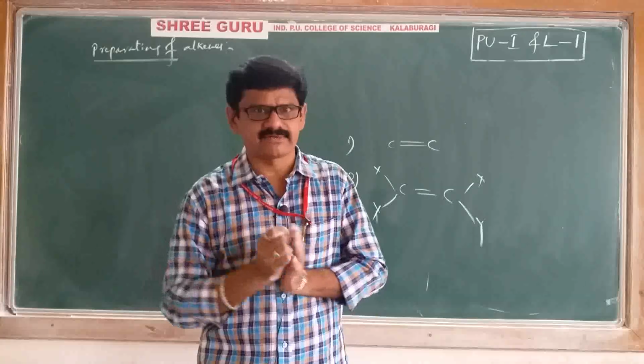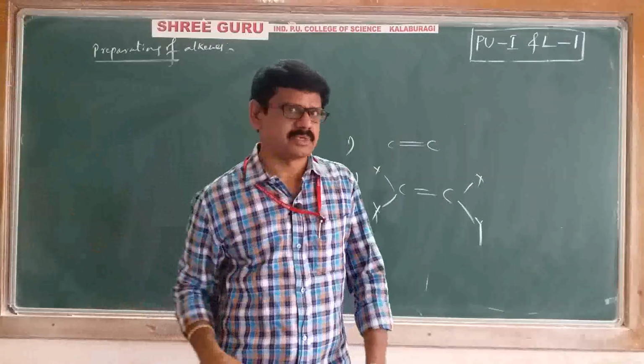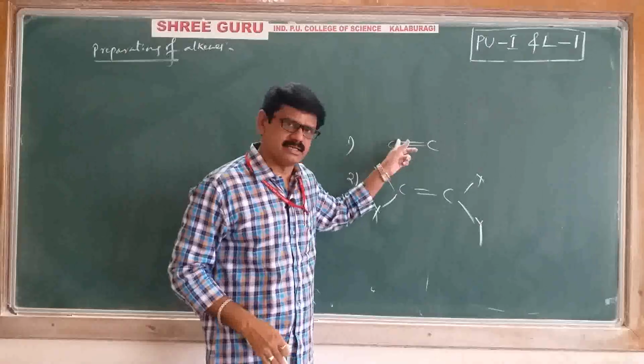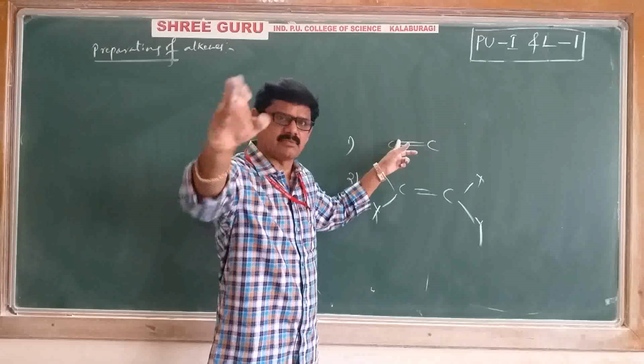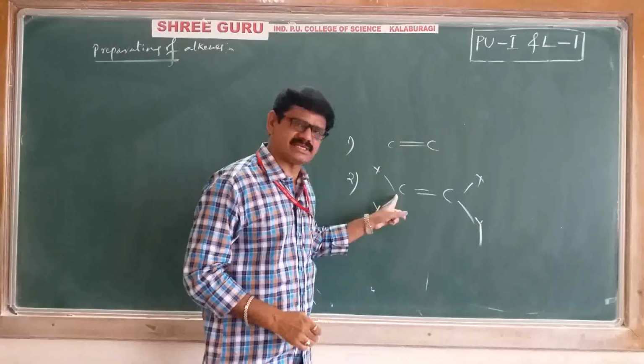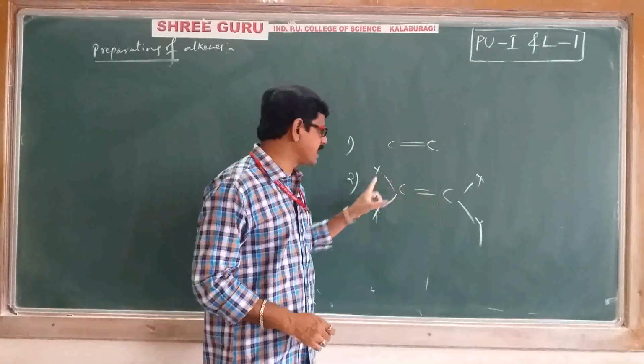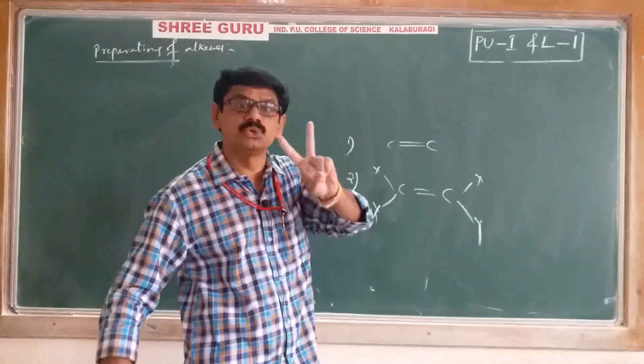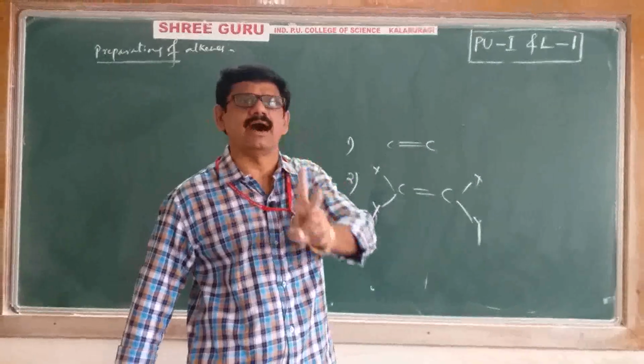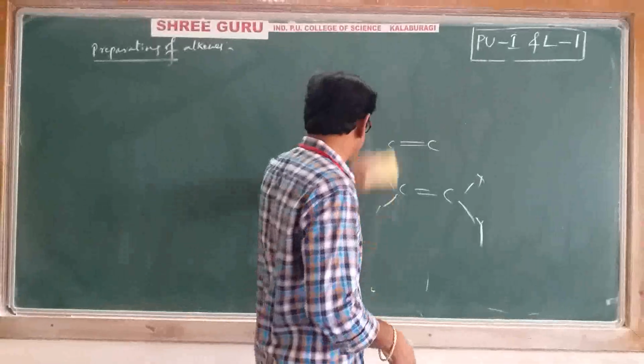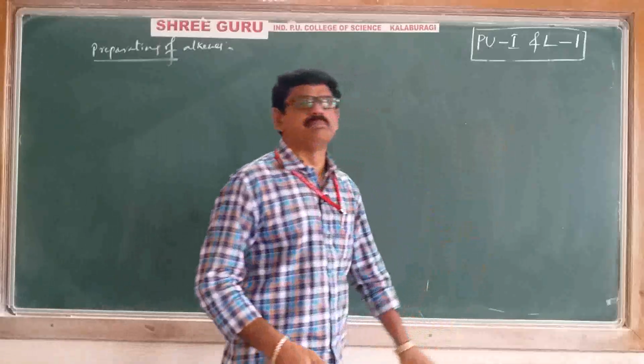Of course, this is also an important question. Write the conditions for geometrical isomerism. First condition, there should be a double bond between carbon and carbon. And second condition, both double bonded carbon atoms must have two different substituents on them. That's it. Okay. We'll continue with preparations of alkenes.